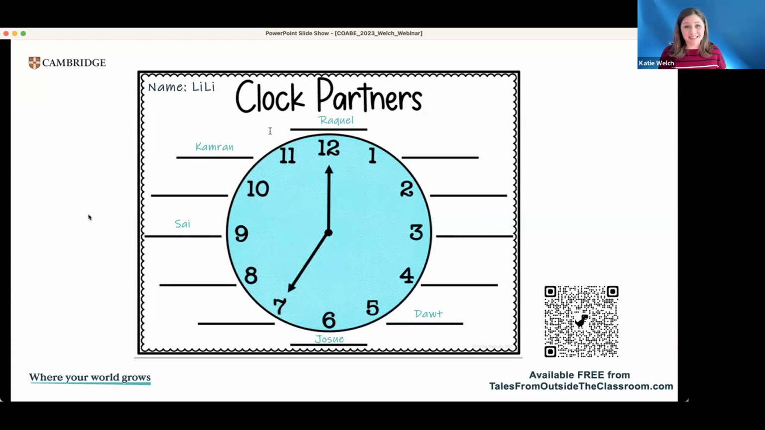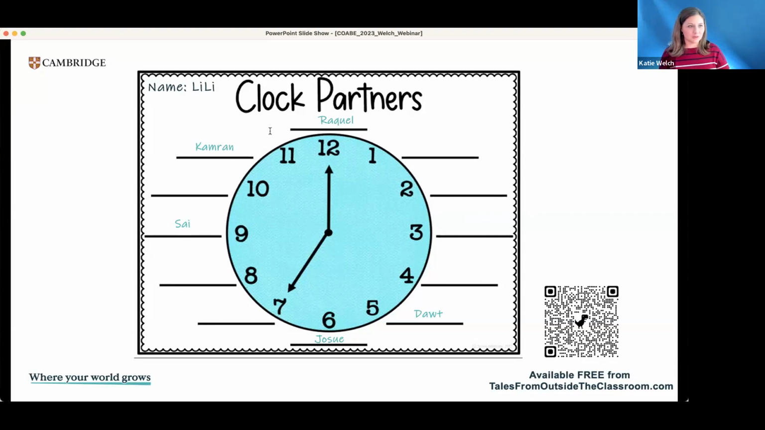Because we don't have assigned seating, we can't necessarily say turn to your shoulder partner because we don't know who that person is going to be. But we do want times where we are purposely matching our students with someone of a similar ability level or a different ability level. One way you can do this with your students is to use a clock like this.